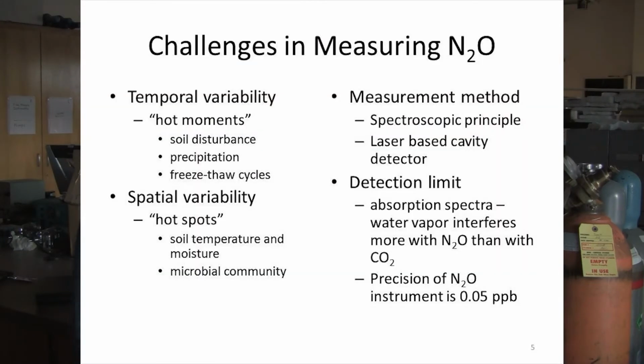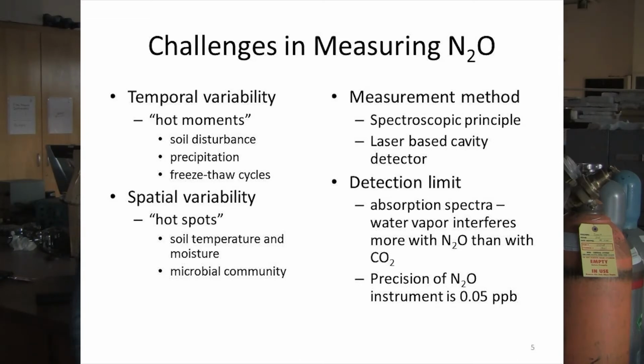So the reason why this type of measurement hasn't been undertaken before is because nitrous oxide is a difficult gas to measure. This is for two main reasons. The first is its variability, both spatially and temporally. There can be hot moments of N2O emissions due to soil disturbance like fertilization or tillage, precipitation, or freeze-thaw cycles. And then there can be a lot of spatial variability or hot spots because of soil properties like soil temperature and moisture, soil type, and also having to do with the microbial community in the soil.